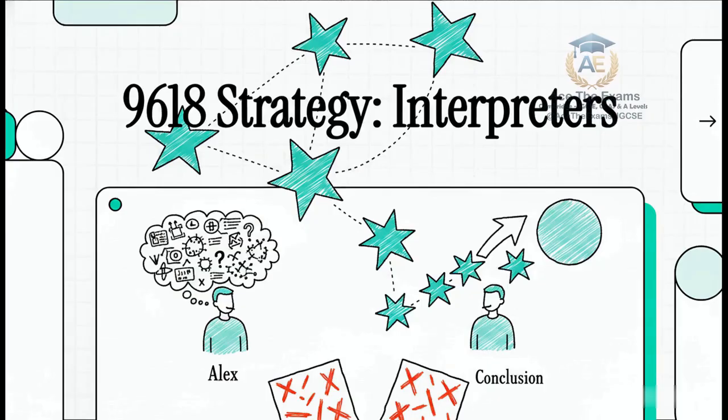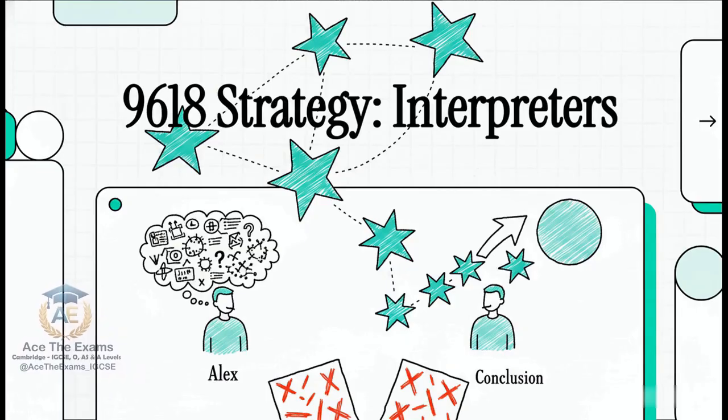Now, in my experience, there are two types of students in this exact moment. Let's call them Alex and Sam. Alex is the walking encyclopedia. Alex overloads the page with raw computer science facts, right? Just dumping everything they know about interpreters onto the paper, but completely missing the analysis the examiner is begging for.